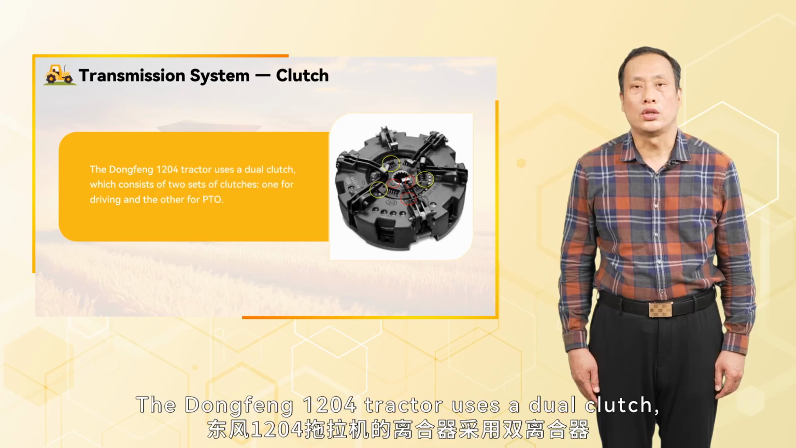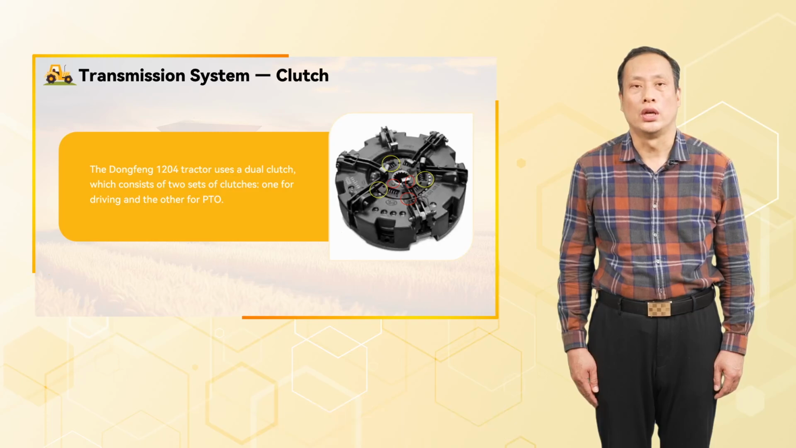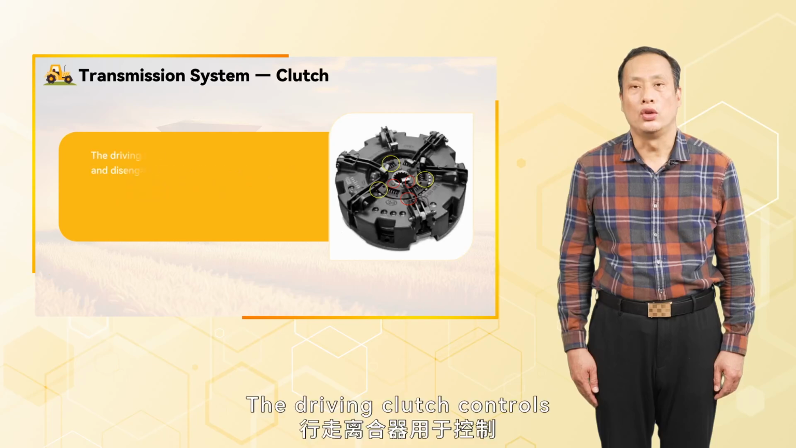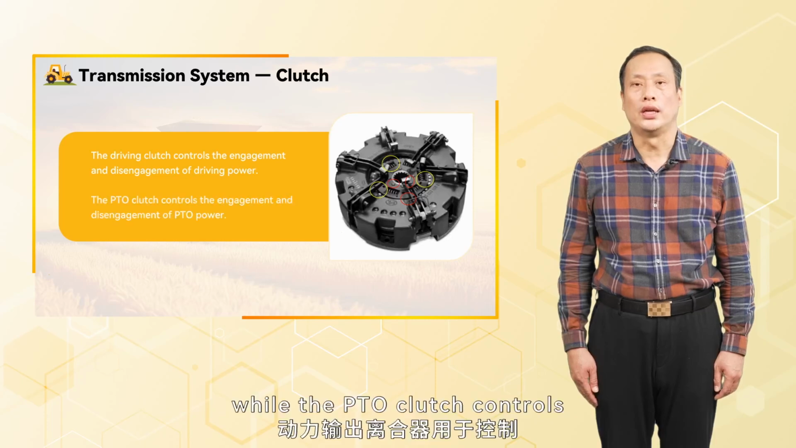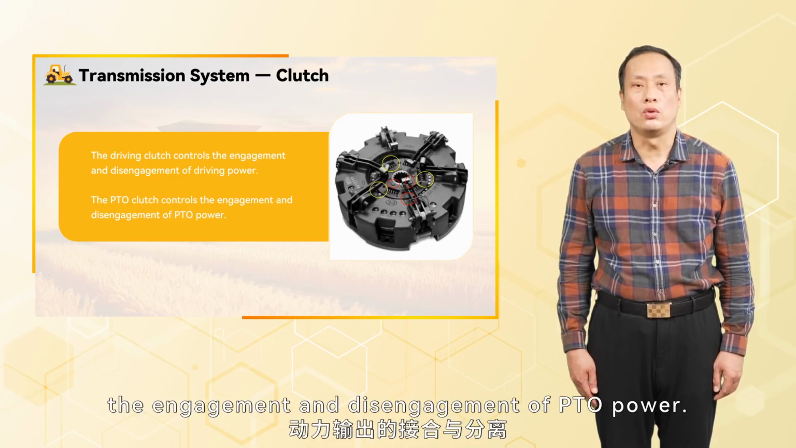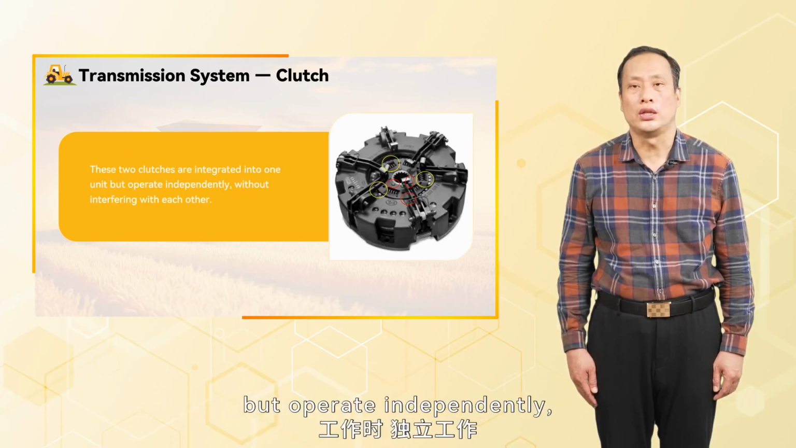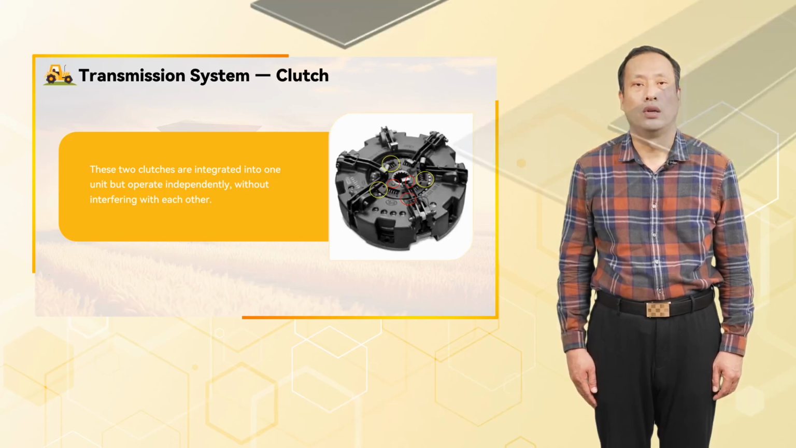The Dongfeng 1204 tractor uses a dual clutch, which consists of 2 sets of clutches, one for driving and the other for PTO. The driving clutch controls the engagement and disengagement of driving power, while the PTO clutch controls the engagement and disengagement of PTO power. These 2 clutches are integrated into one unit but operate independently, without interfering with each other.